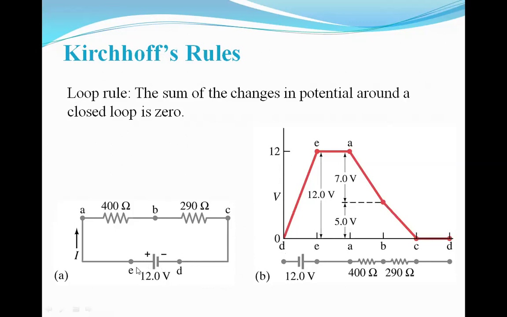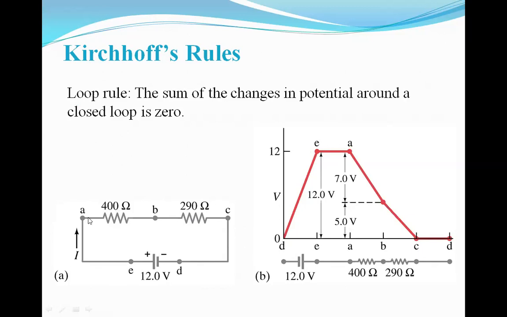From D to E, you can see that it is rising from 0 volts to a maximum of 12 volts. From E to A, it will be a maximum voltage of 12. See here, this is E to A. And again, from A to B, you have a resistance in between.